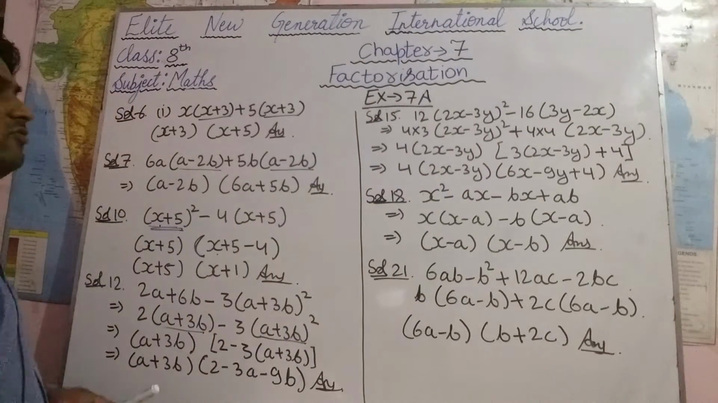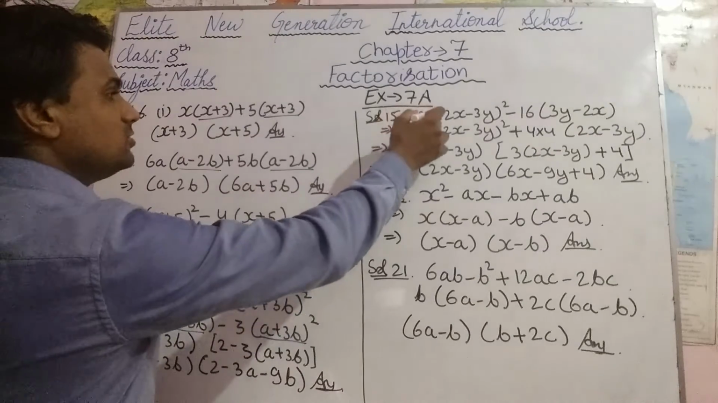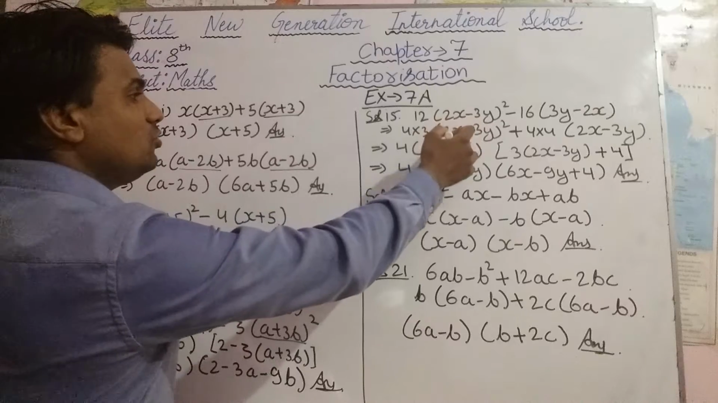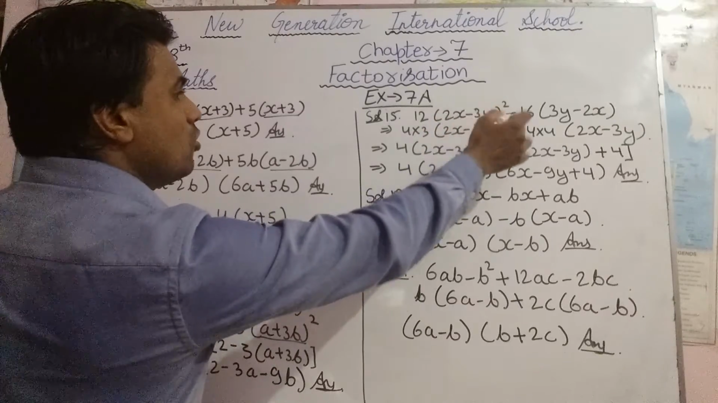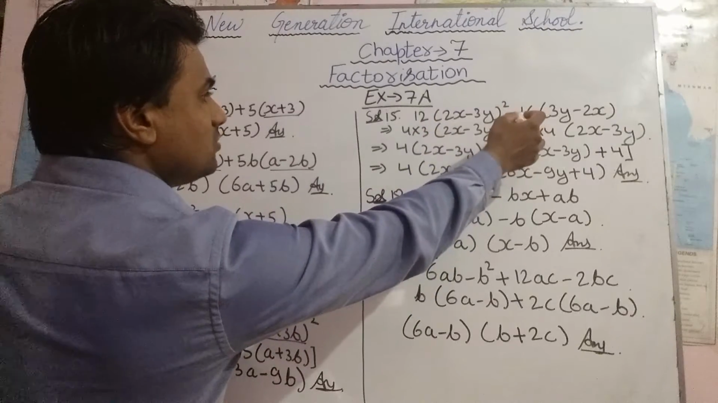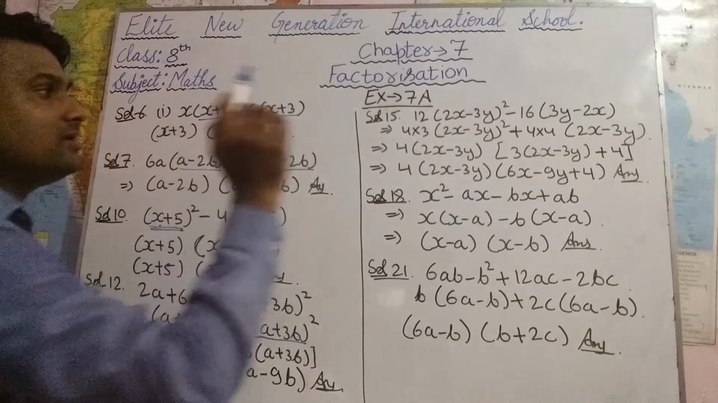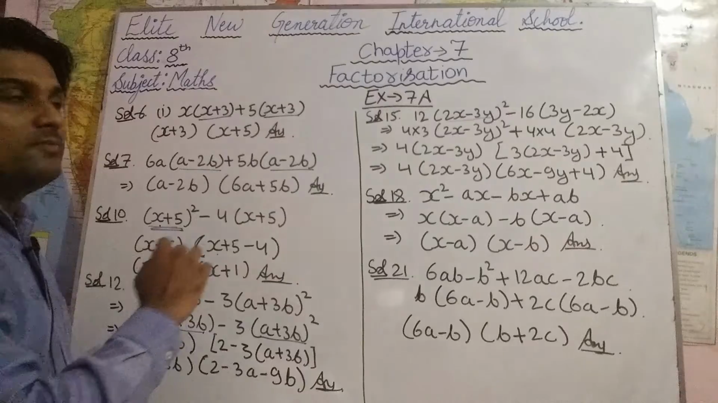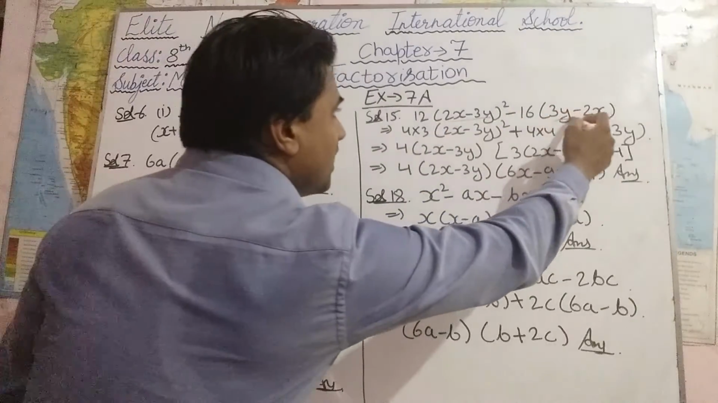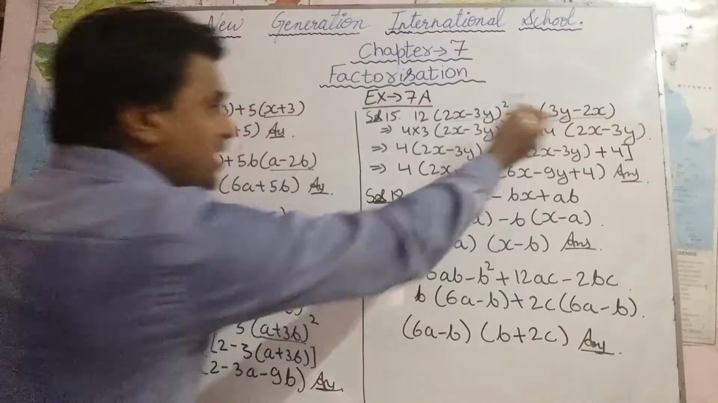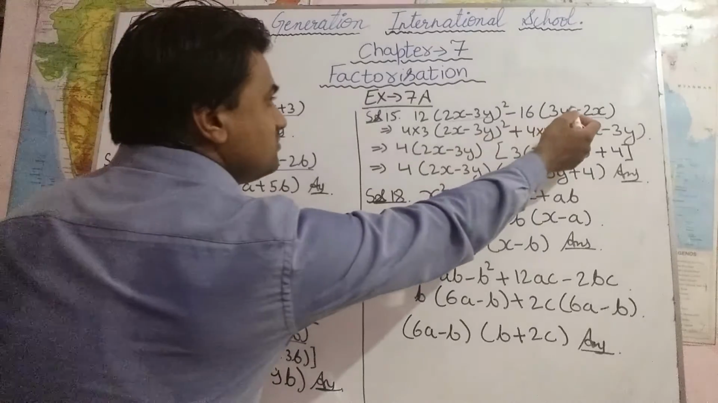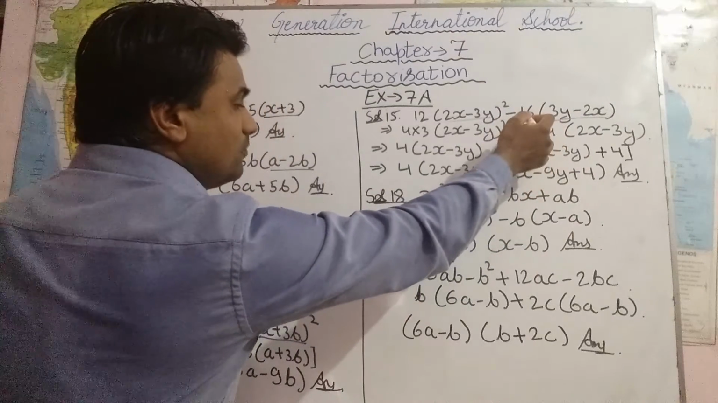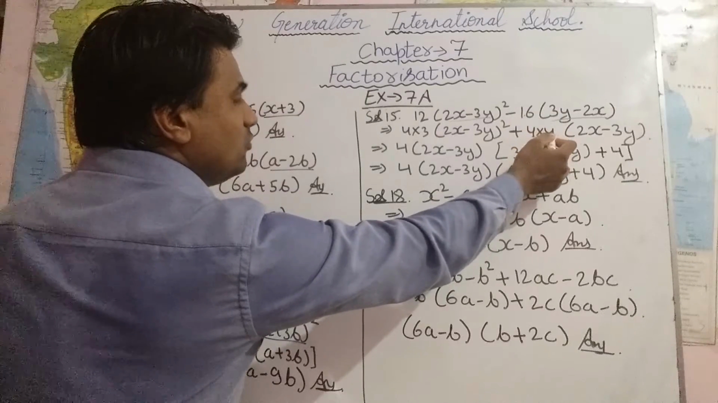So here we can write it as, in place of 12 we can write 4 into 3, and in bracket 2x minus 3y whole square. Here one thing is there: here is 2x minus 3y, but here is 3y minus 2x. When we take this minus common, this will become plus, and here in place of 16 we can write 4 into 4.